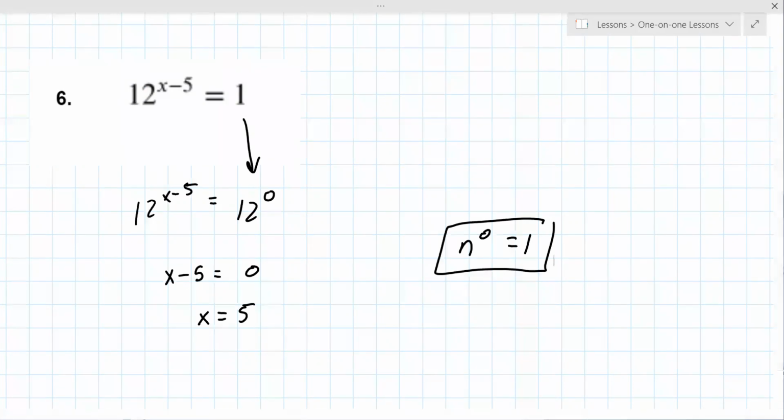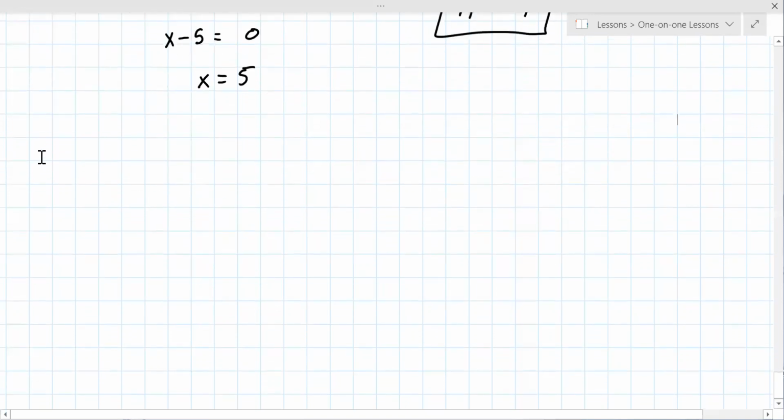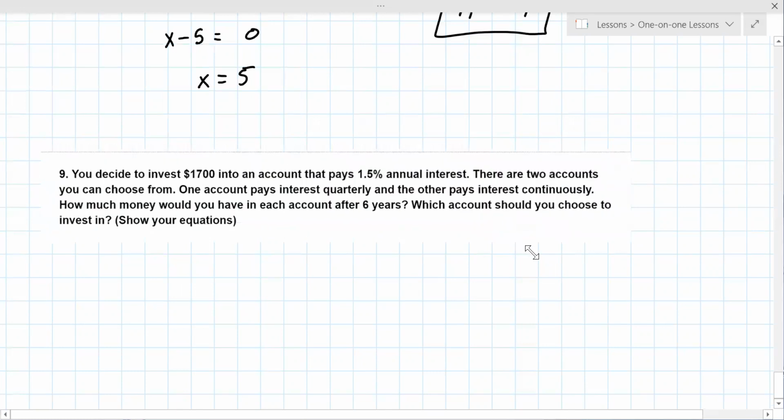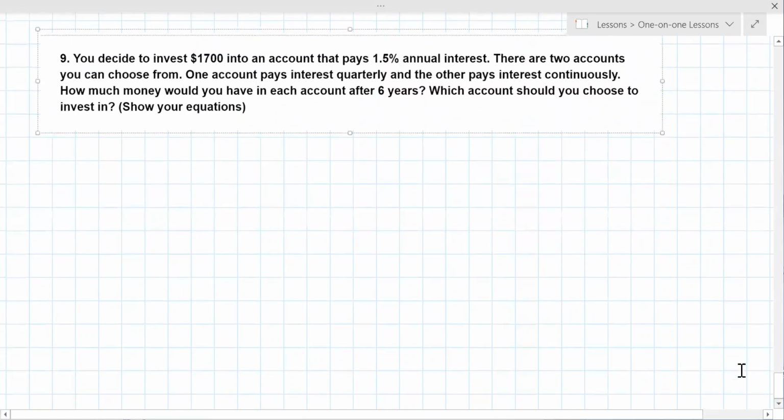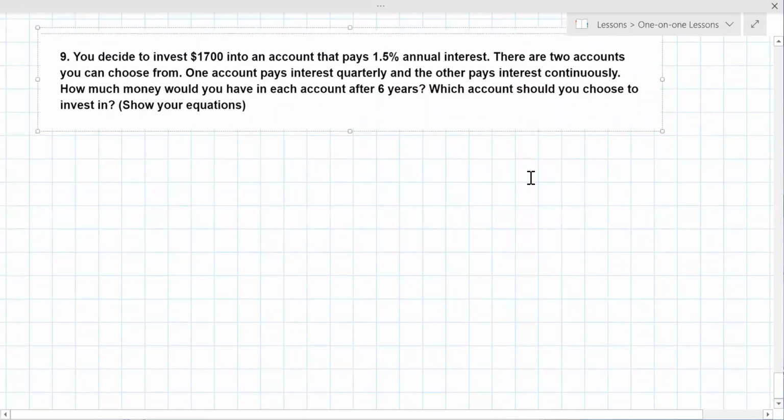Perfect. Okay, let's move on to number 9. Number 9 appears to be a calculator question. It does say to show your equation. You decide to invest $1,700 into an account that pays 1.5% annual interest. There are two accounts you can choose from. One pays interest quarterly and the other pays interest continuously. Show how much money you would have in each account for 6 years. Which account should you use?